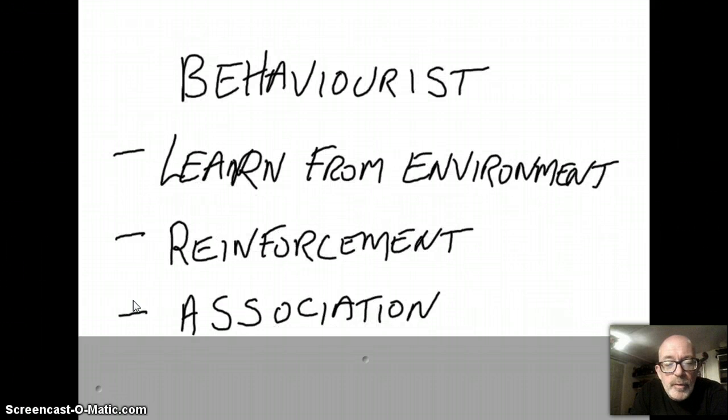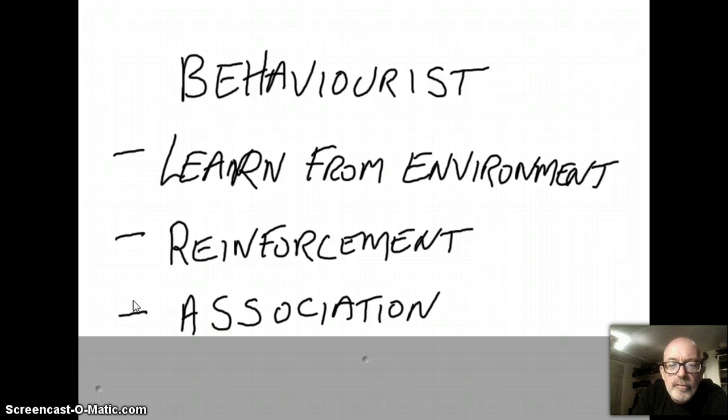So if we think about the different approaches that we're going to be looking at, they've got very different assumptions about behaviour and where it comes from. So behaviourists, for example, say that we learn our behaviour from our environment. So it's nothing to do with genes. It doesn't really matter what we're born with. It doesn't matter what's inside us. What really counts and what makes us the people we are and behave the way we do is because of the environment.